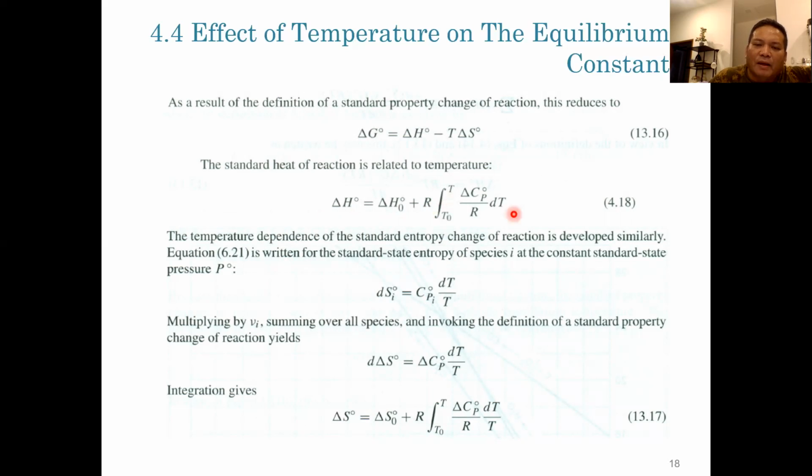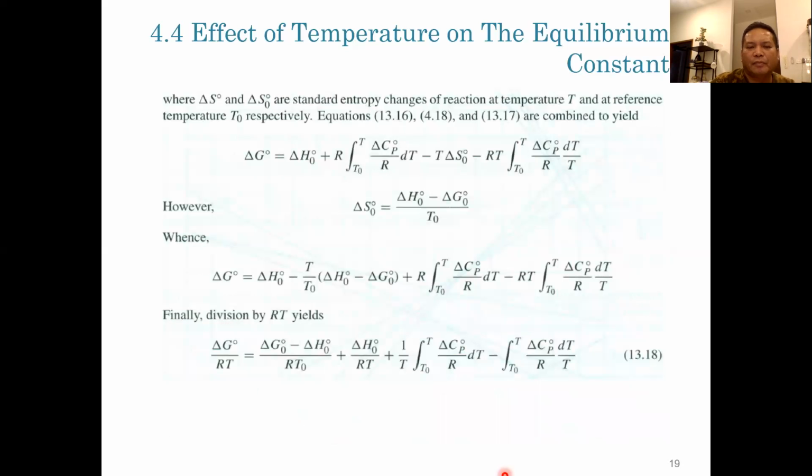R times the specific heat at constant pressure, and the change of temperature here. I think we have done this previously, in the previous lecture, in chapter 4. So the temperature here, we apply for the entropy, and then we get this equation here. You can go back and see how it applies. And then it becomes more complicated here.